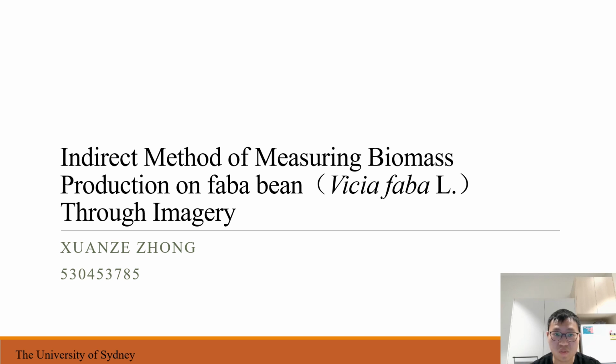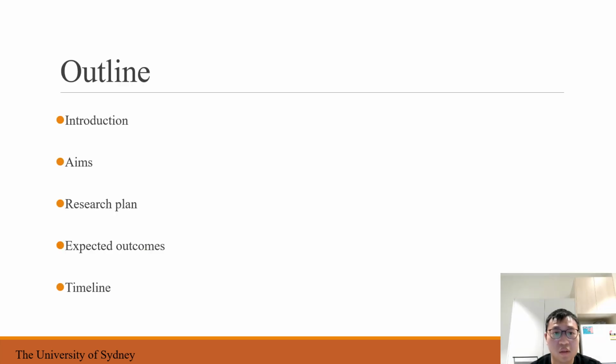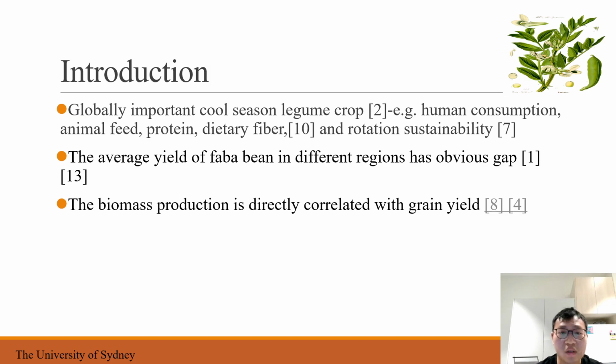Today I'm going to talk about my research proposal, which is the indirect method of measuring biomass production on faba bean, Vicia faba, through imagery. The outline will be divided into five parts, which are introduction, aims, research plan, expected outcomes, and the timeline. First, I'm going to give you the introduction of the research.